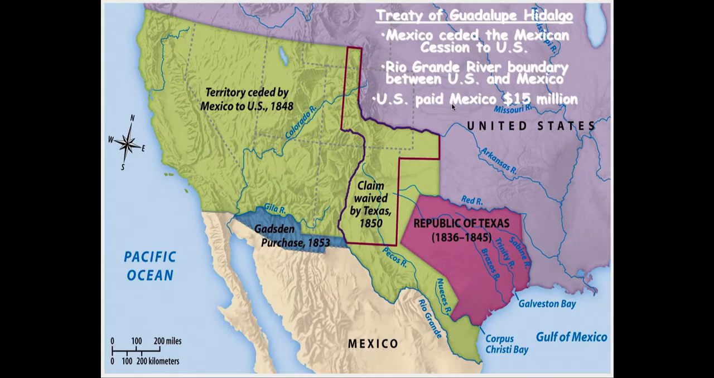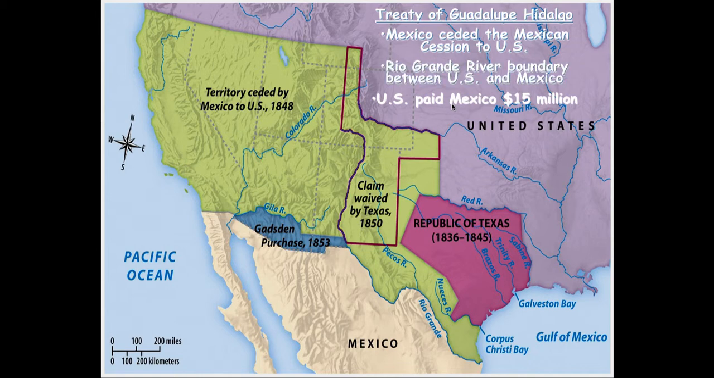And in the 1840s and 50s, you're going to see much more land added with the annexation of Texas, the Mexican Cession of 1848 that ended the Mexican War, and then in 1853, the Gadsden Purchase. And as you know, in the Treaty of Guadalupe Hidalgo, Mexico is going to cede the Mexican Cession to the United States, which is basically going to be northern Mexico.